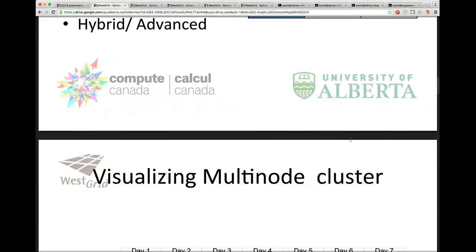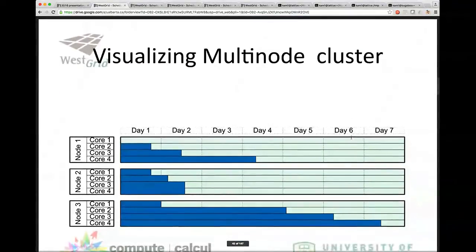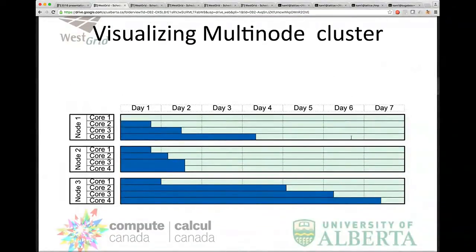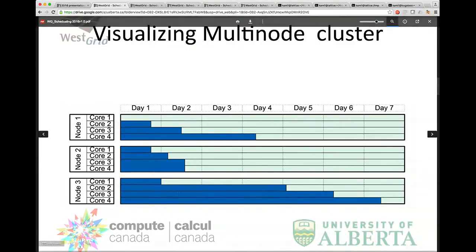Okay. So let's visualize a multi-node cluster. In order to look at the differences in these jobs, we're going to have a cluster with multiple nodes, 3 nodes. And in blue are running jobs. So node 1 is just like the ones we had previously. And we have 2 other nodes.